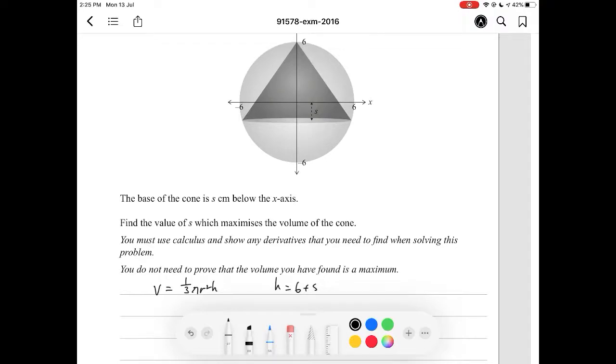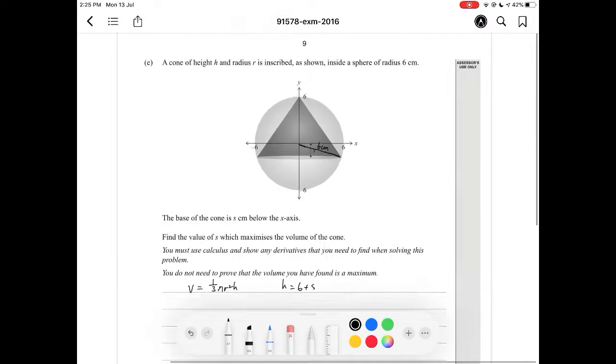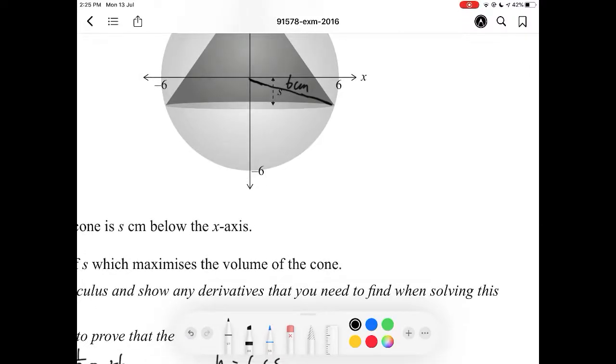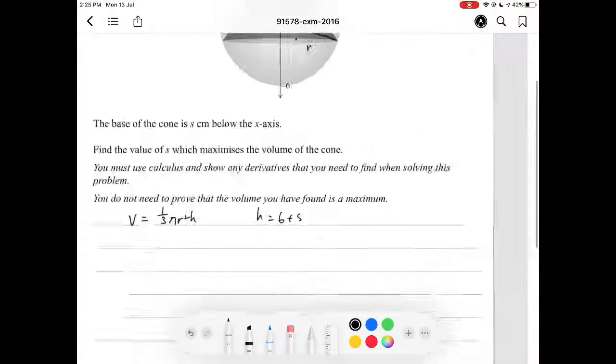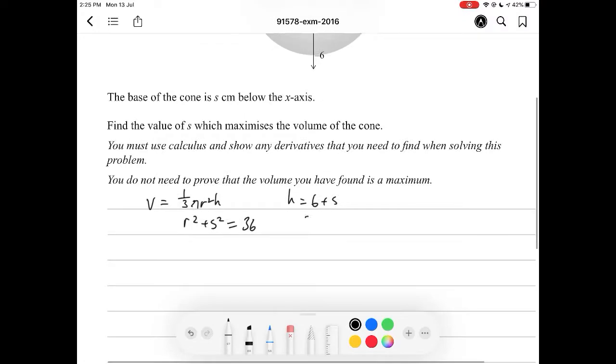And now we need the formula in terms of s for our radius. If you can see here, we can draw a line. Sorry, my line isn't very good, but we can draw a line from here. We know that any point from the center of the sphere to its circumference will be the radius of that sphere. So we know that this line has a length of 6 centimeters. We know that this base here is the radius, and we know that that small height there is s. Therefore, by using Pythagoras' theorem, we can say that r squared plus s squared equals 36. And therefore, the square root of 36 minus s squared equals r.